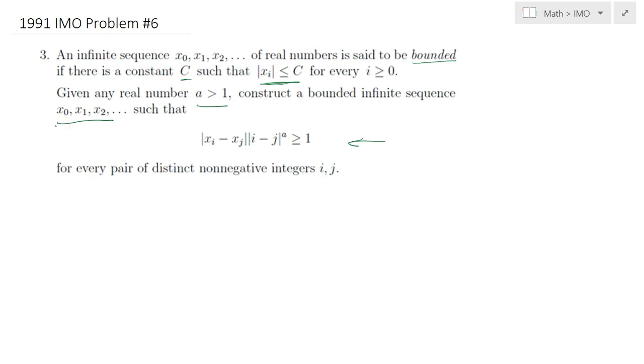This question has a lot of calculus flavor to it. In fact, we will prove something stronger. I will show that such a sequence exists even for a equals 1. Obviously, if such a bounded sequence exists, then knowing that i minus j is greater than or equal to 1, i and j being integers, this would make it even larger. So proving it for a equals 1 is a stronger condition. If I can do that, then the weaker condition will be immediate.